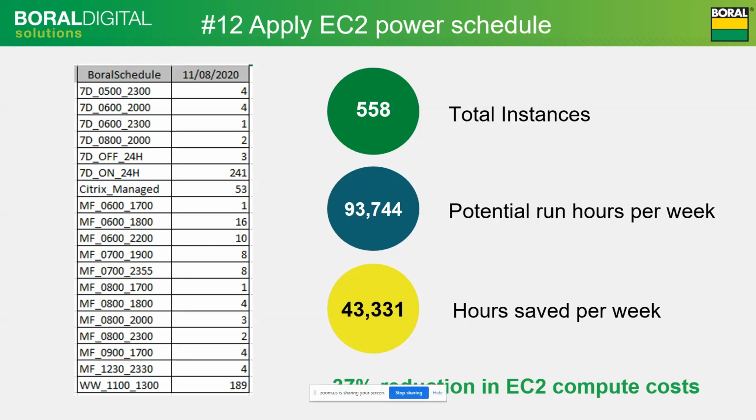With a similar fleet to ours, with 500, 600 servers, you could easily save $400,000 US per year simply by shutting down. Again, a highly recommended tip.